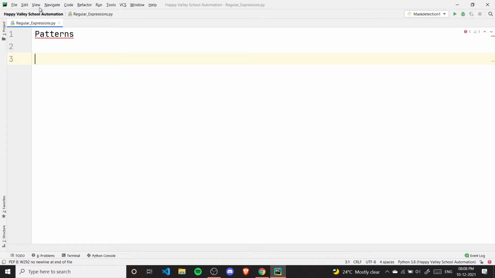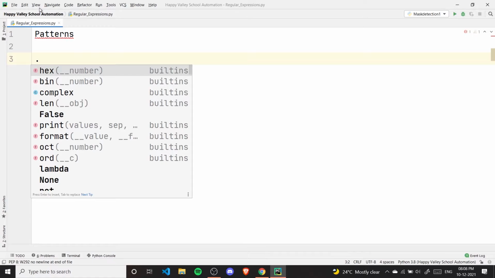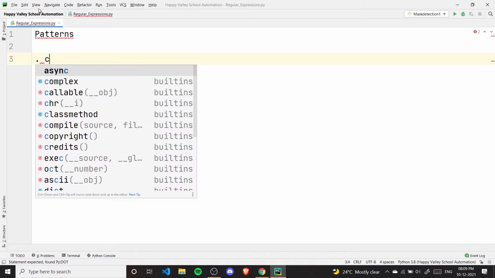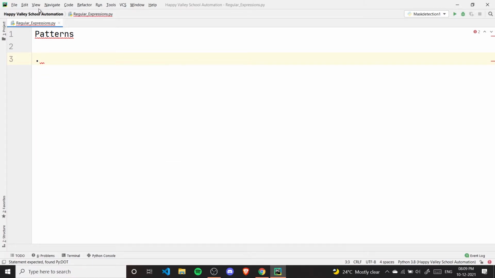Alright, let's move on to the third type, which is dot. If I write dot, it matches a single character, and it can be anything except for the new line. It can be 1, or 2, or 3, or A, or B, or C, or H, anything, but it is going to match only a single character. Any single character it will take except for the new line. Got it?